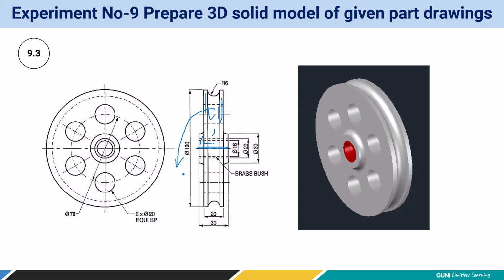Revolve command or any other command only works if you have a very close area or a bounded area. Otherwise you cannot create solid out of it. It will create surface out of it. So let's switch over to AutoCAD to practice this exercise.